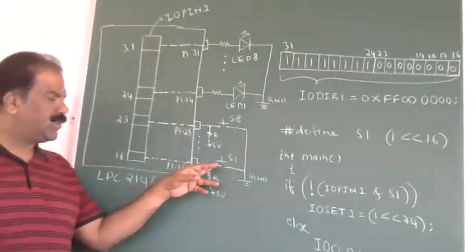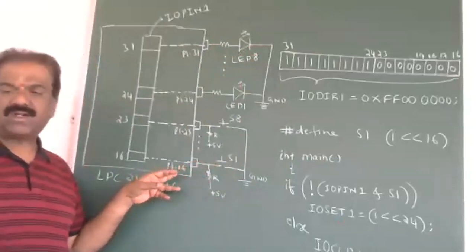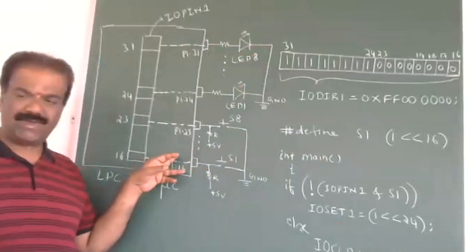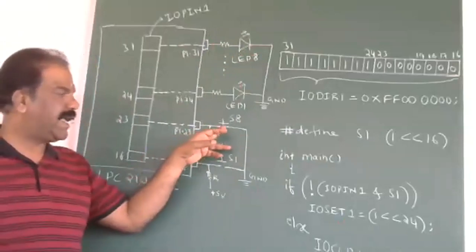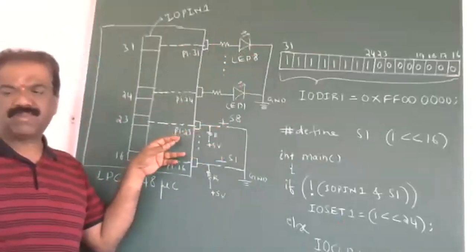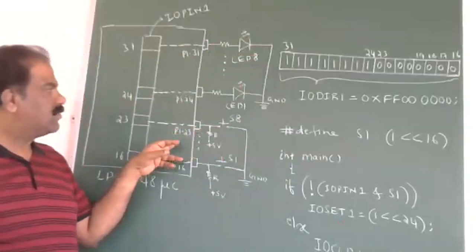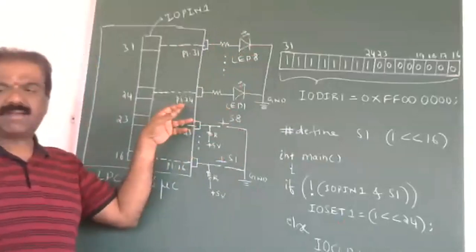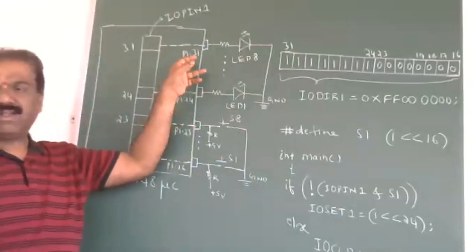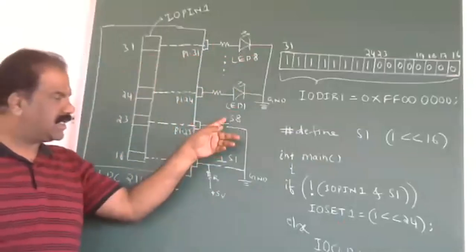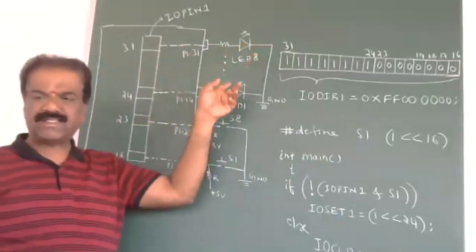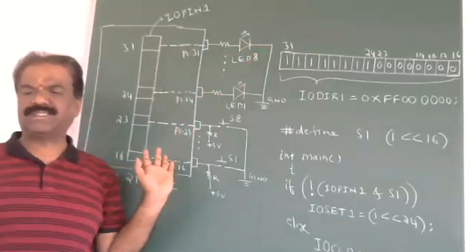Switch 1 is connected at P1.16, switch 2 is connected at P1.17, like that. Switch 8, S8, is connected at P1.23. In the same way, LED 1 is connected at P1.24 and LED 8 is connected at P1.31. Therefore, switches are an example of an input device, and LEDs are an example of an output device.